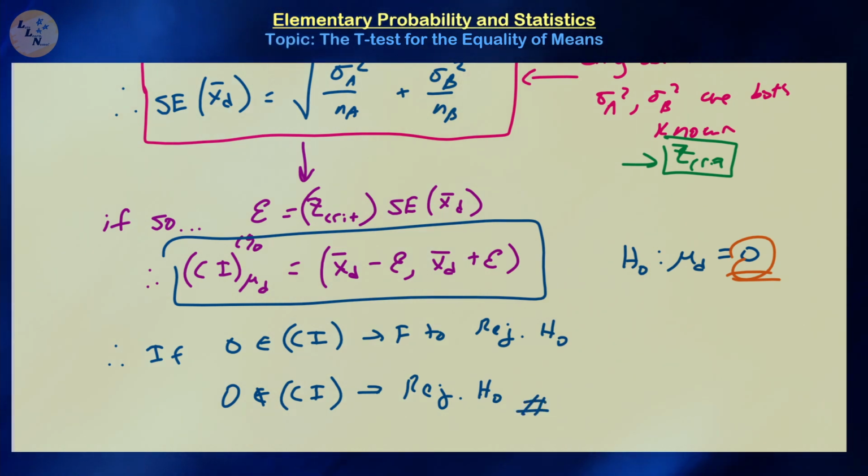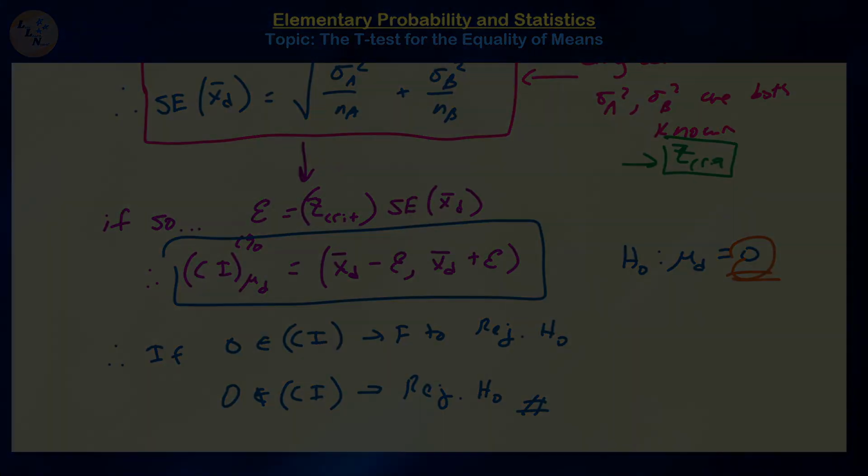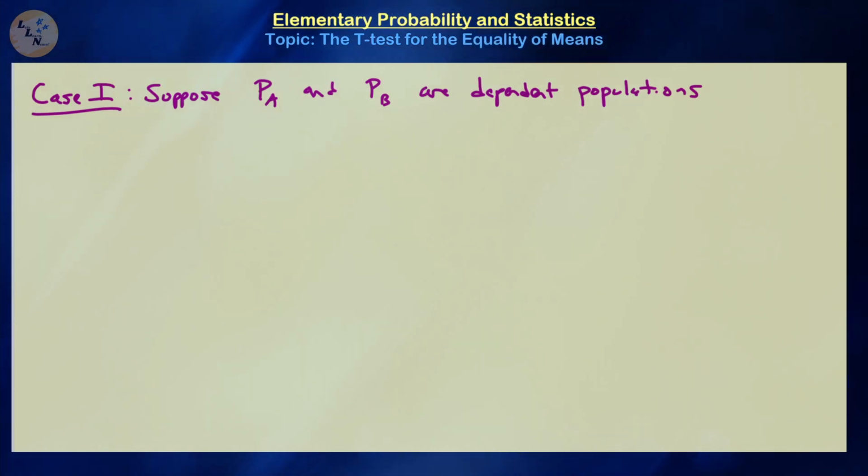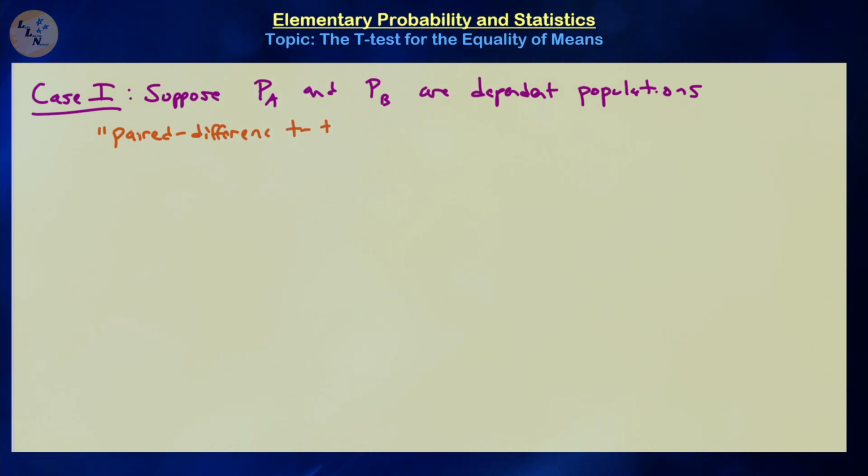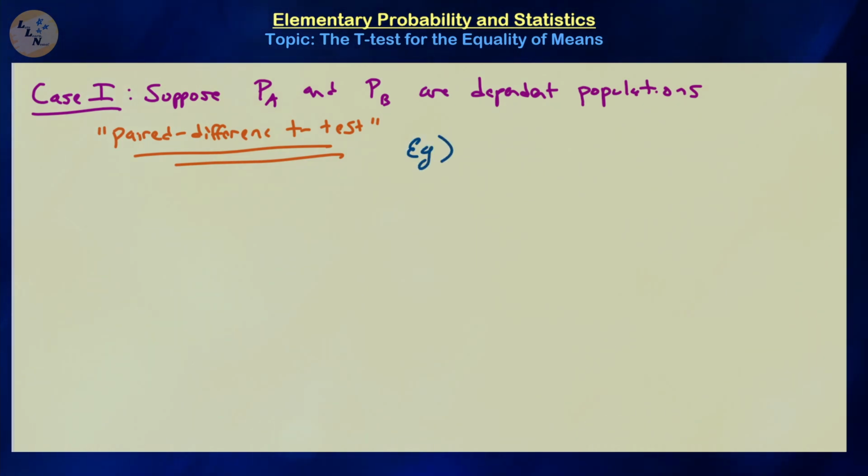So that is the framework for hypothesis testing for the differences of means. Now let us take a look at these three cases that we're going to be discussing in the rest of this discussion. Case 1 begins by assuming that population A and population B are dependent populations. This case is actually going to be referred to as the paired difference t-test. So there is some connection between these two populations.